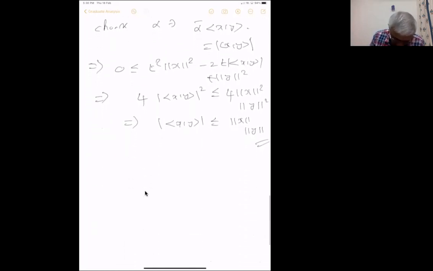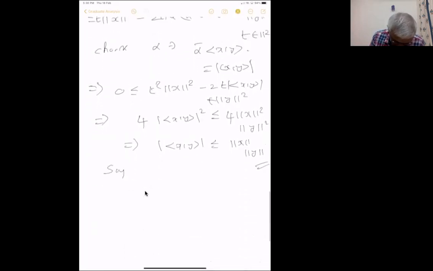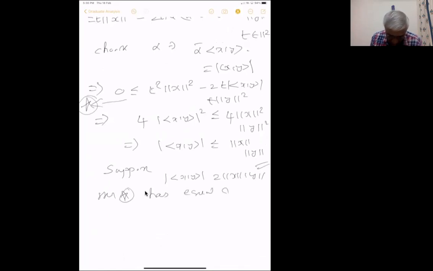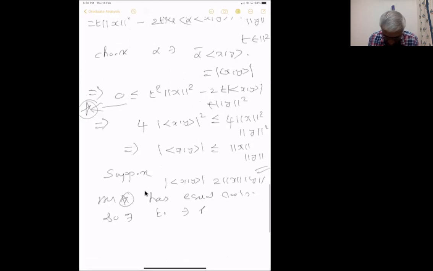So suppose the inner product mod is equal to norm x norm y. Okay. Then whatever the equation we have, call this as star. Then star has equal roots. It has the roots and they are equal roots. Okay. So there exists a t naught such that if you substitute t naught in the star, it is equal to 0. Okay, in that equation, it is 0.